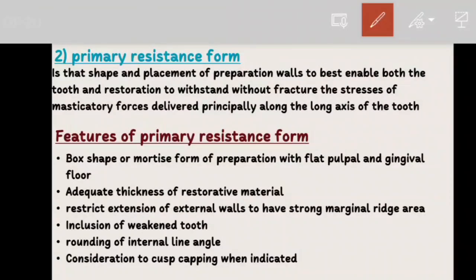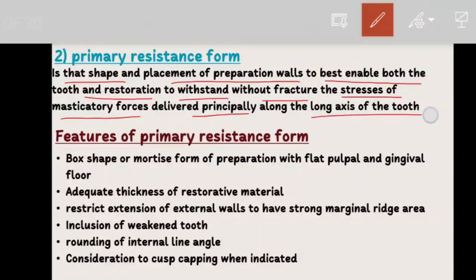Now step 2, primary resistance form. So primary resistance form helps the tooth and restoration to withstand the masticatory forces. So it is the shape and placement of the preparation walls to best enable both the tooth and restoration to withstand without fracture the stresses of the masticatory force delivered principally along the long axis of the tooth.